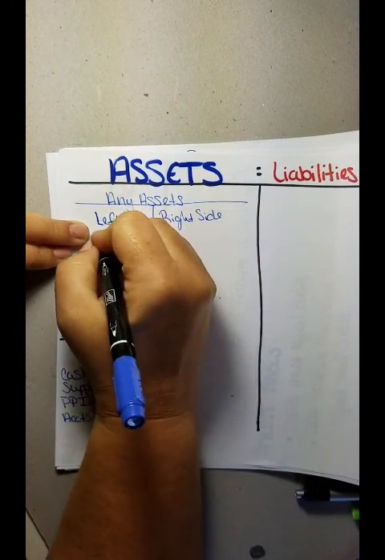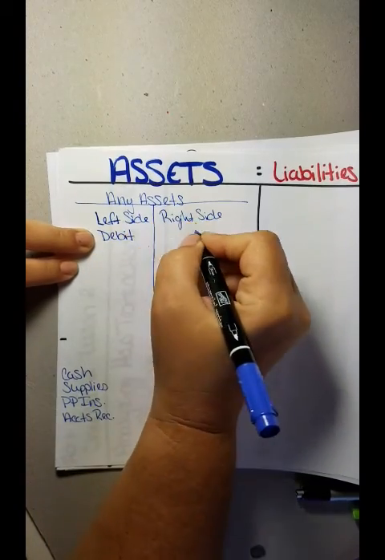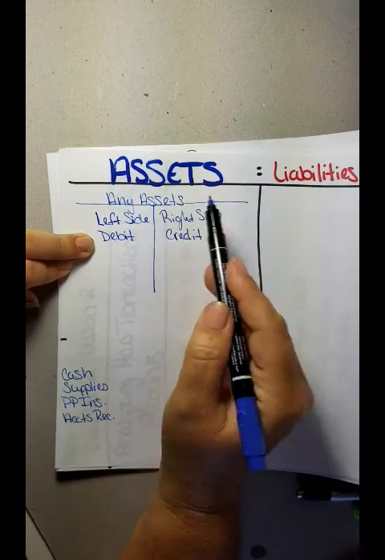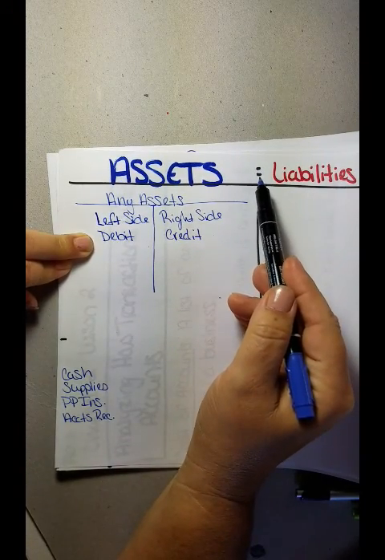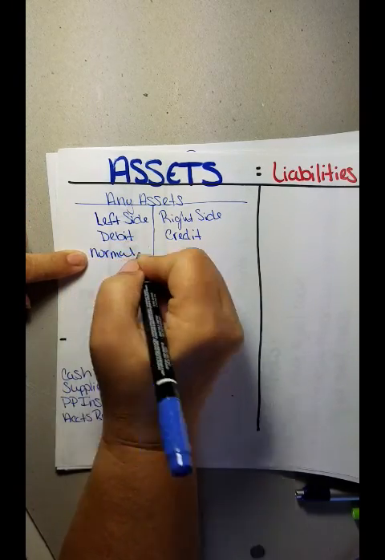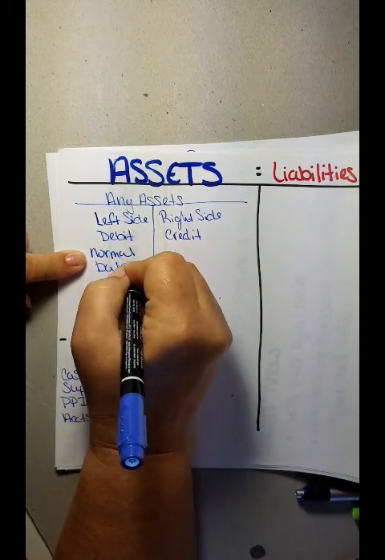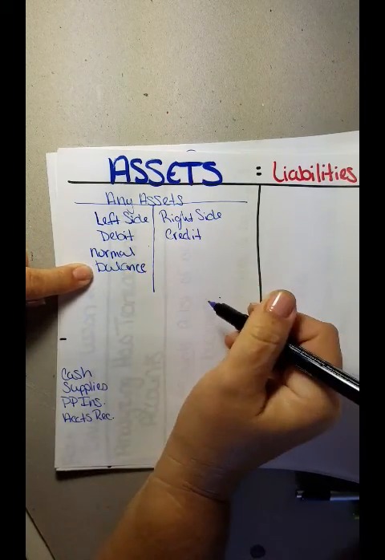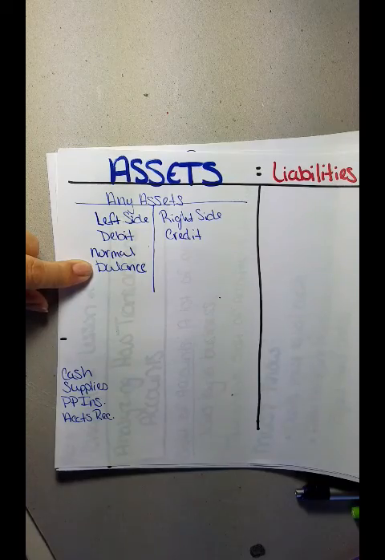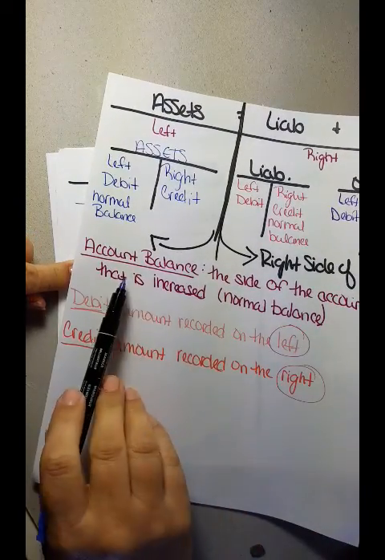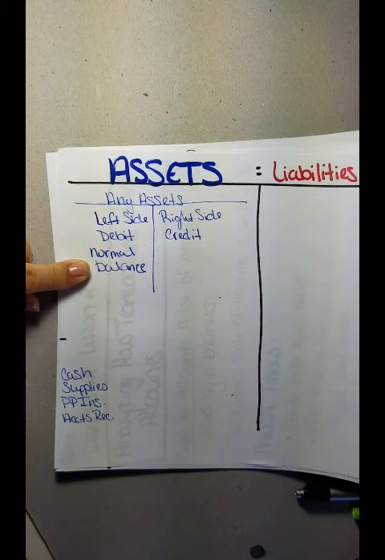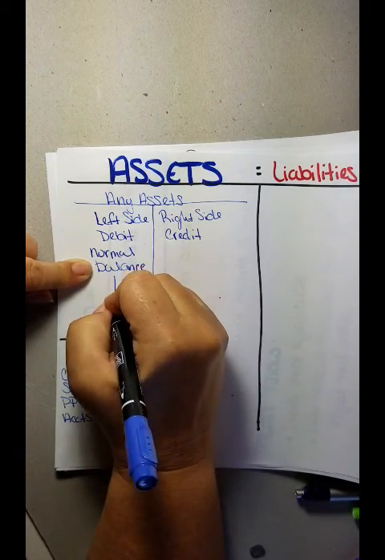Left side is always a debit. Right side is always a credit. And for an asset, because it's on the left side of this equal sign, their normal balance is on the debit side. And so that means the left side, if we go back to our vocabulary, normal balance is the side of the account that is increased. So normal balance is going to be our increase.